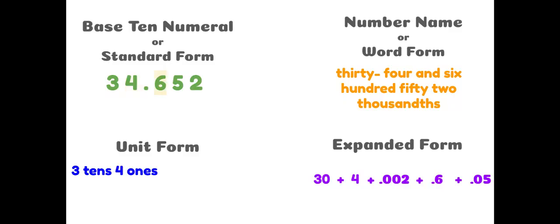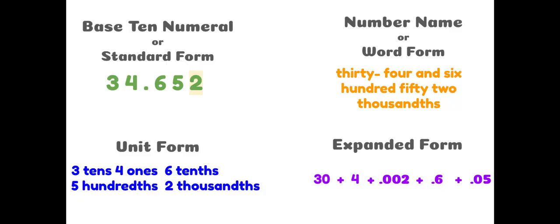Now we are in our decimal world, where things are smaller than one whole. So we know they're going to end in that THS. That digit 6 is actually 6 tenths. The digit 5 is worth 5 hundredths. And that digit 2 is actually worth 2 thousandths.